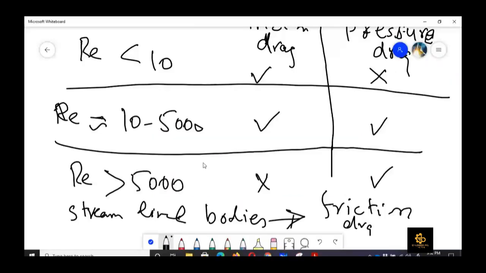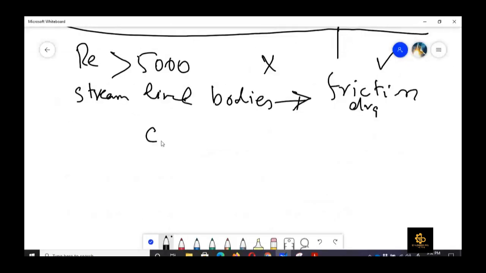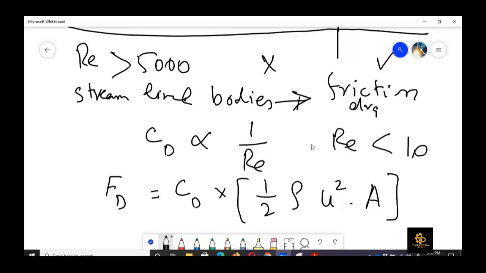Because we are plotting CD as a function of Reynolds number, we are saying that CD is inversely proportional to Reynolds number when Reynolds number is less than 10, right? But if we write the formula of total drag force, that is CD into half rho U square into area, right? This is the formula. And if you remember, Reynolds number is equal to rho U d upon mu. This is the formula for the Reynolds number.